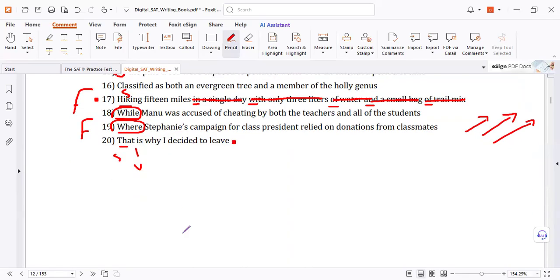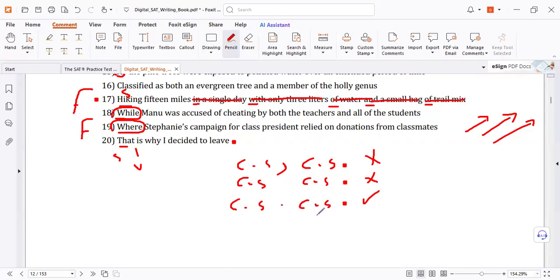Now you must memorize these rules. Very, very, very important, most common. Complete sentence, comma, complete sentence, full stop: wrong, comma splice. Comma splice means a comma only between two complete sentences, wrong. Complete sentence, no punctuation, complete sentence, full stop: wrong. Again, complete sentence, full stop, complete sentence, full stop: correct.